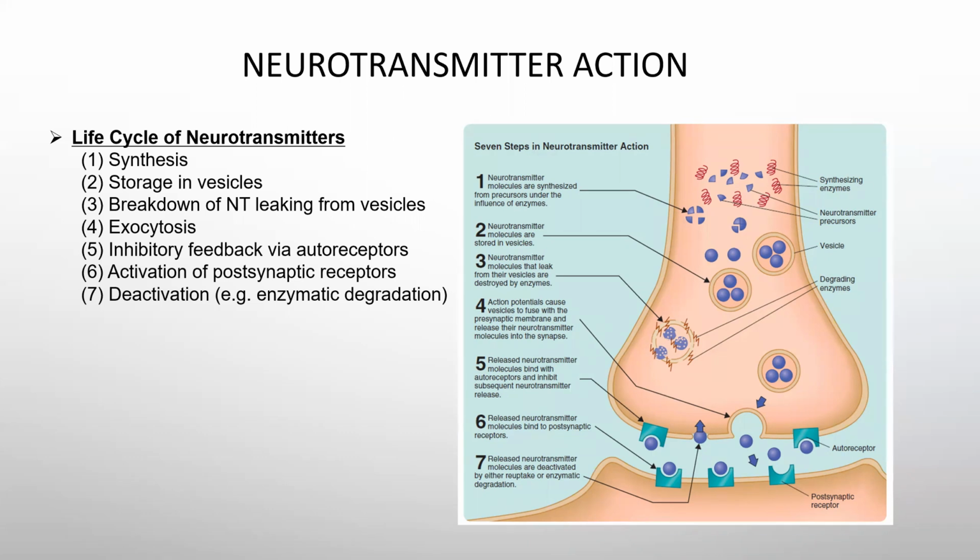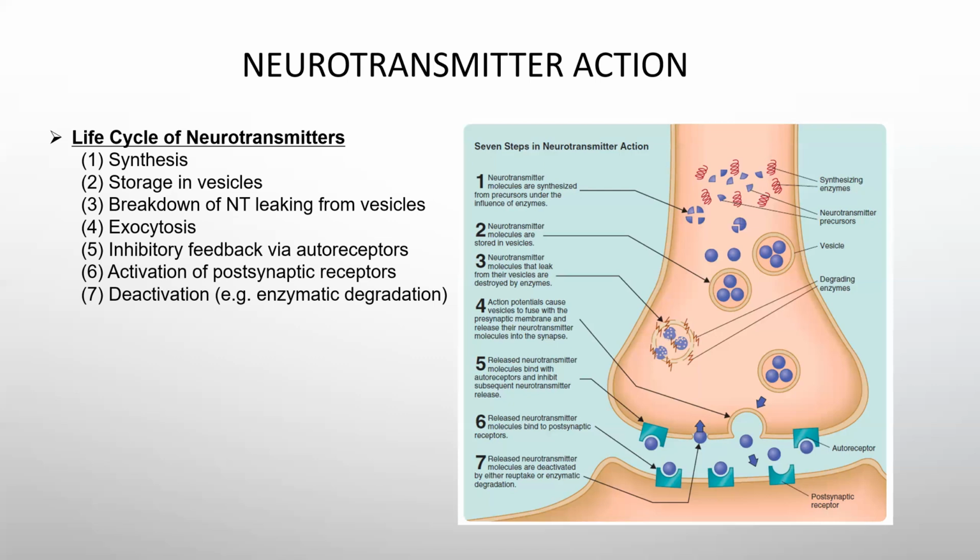Number two, neurotransmitter molecules are stored in vesicles. And you are aware of that. We went through the anatomy of a neuron, and so we talked about vesicles. Number three, neurotransmitter molecules may leak from their vesicles and therefore then be destroyed by enzymes. And number four, action potentials cause the vesicles to fuse with the presynaptic membrane with the help of calcium, right? And release their neurotransmitter molecules into the synapse, which is that open space between neurons.